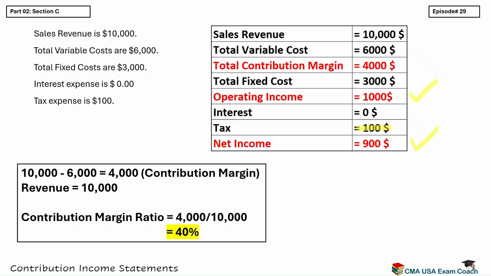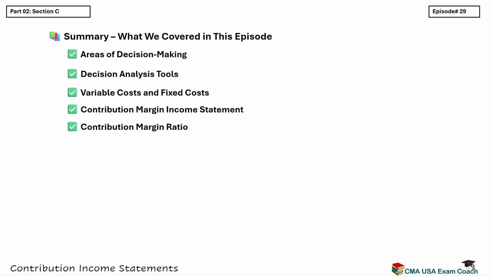Let's quickly review what we covered in this episode. First, areas of decision making. We explored the key areas where management needs to make decisions, such as pricing, production levels, and cost control, which are vital for effective planning and controlling business operations. Second, decision analysis tools. We discussed various tools and techniques that help managers analyze alternatives and make informed choices, including cost volume profit analysis and break even analysis.